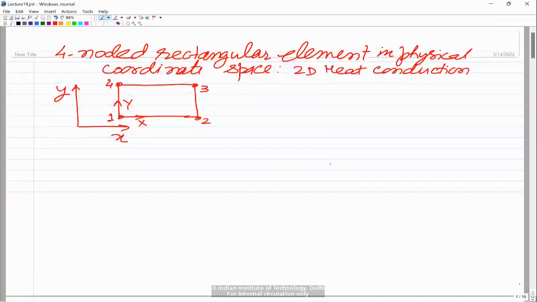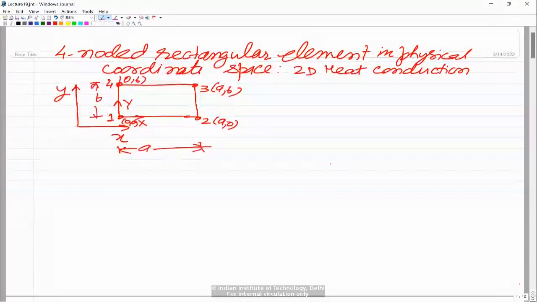The local coordinates of node 1 are 0, 0, and the coordinates of the other nodes are a, 0; a, b; and 0, b. So this length is a and this is b. At each node we have temperature as a degree of freedom because we are talking of a heat conduction problem. So here T1e, T2e, T3e, and T4e. These are the temperature degrees of freedom.